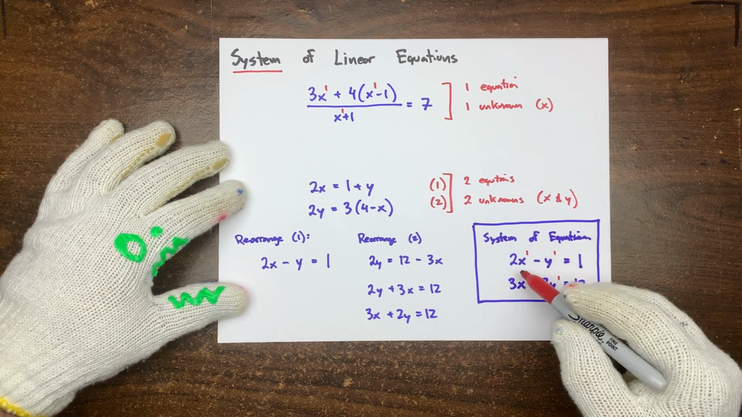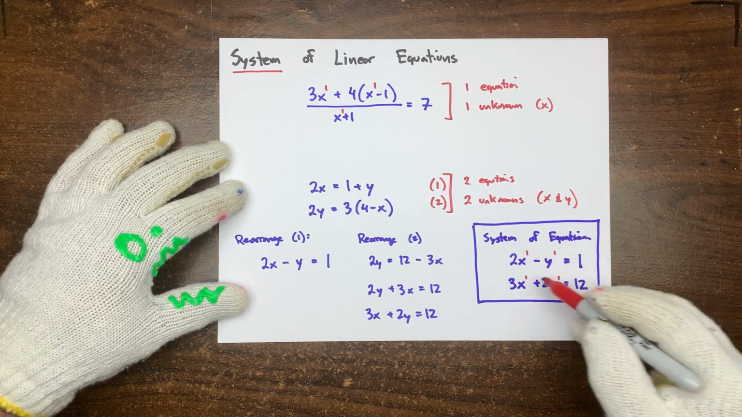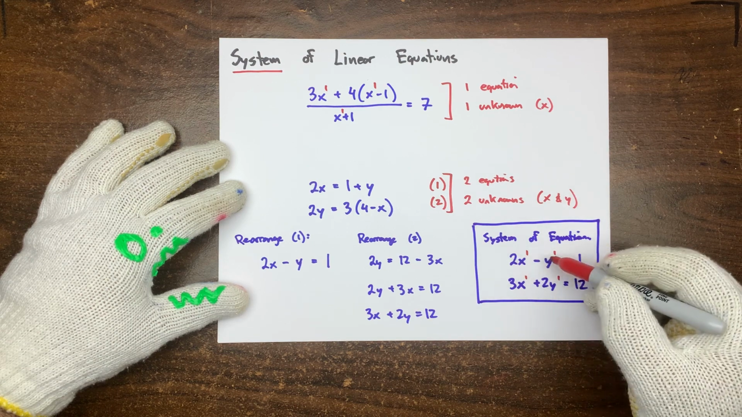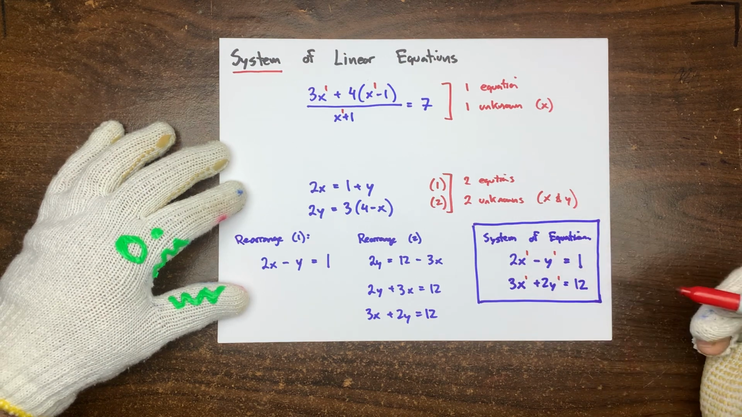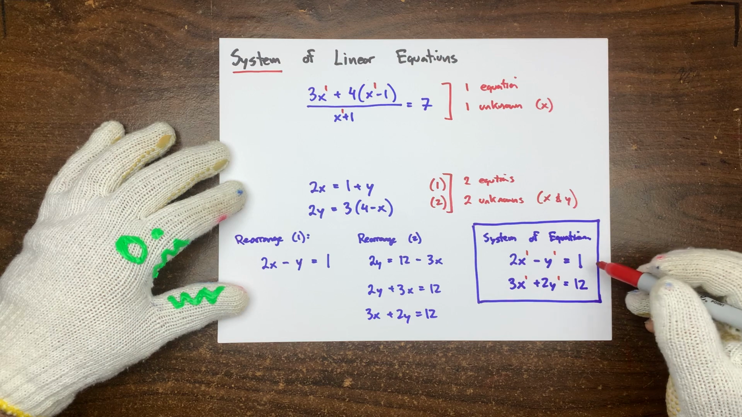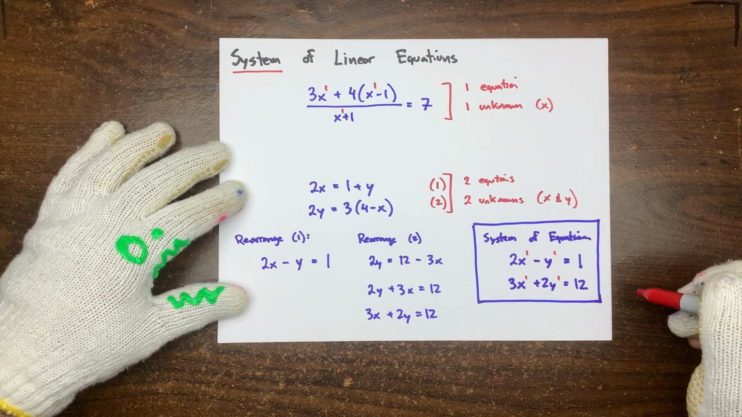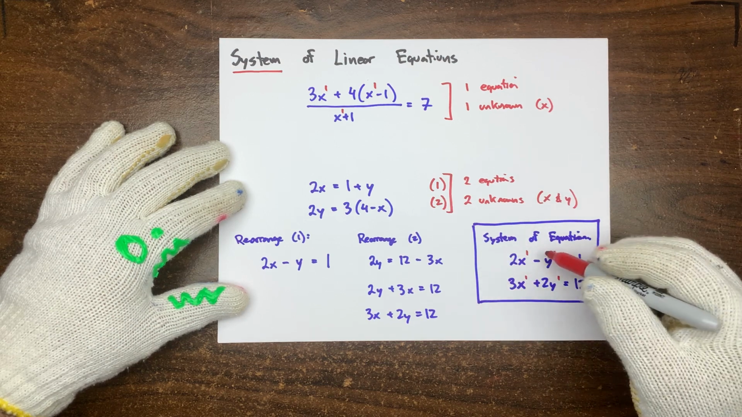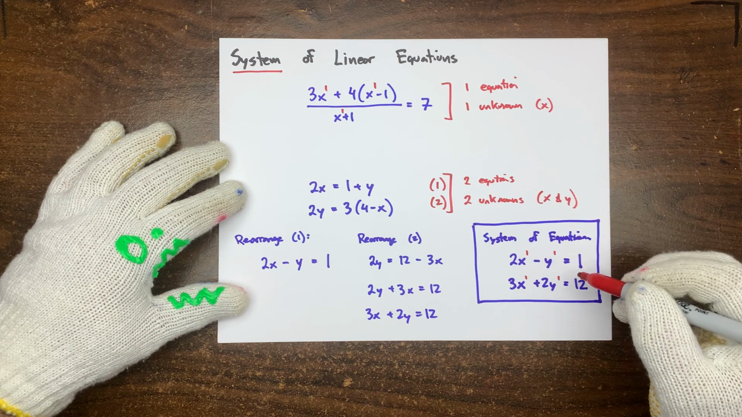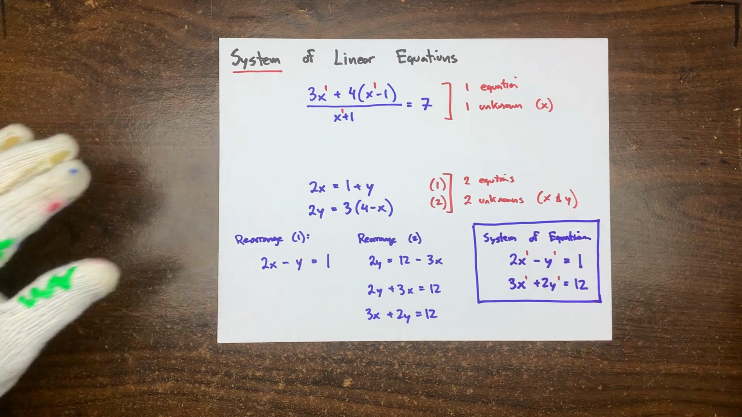You can have a system of linear equations with 3 equations and 3 unknowns. So it would be 3 equations with x, y, and let's say z, or any other variable that you choose, and equals some constant. But this is the form that we should have, and we'll be solving this using 3 different methods in the upcoming videos.